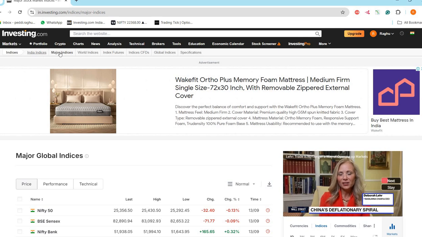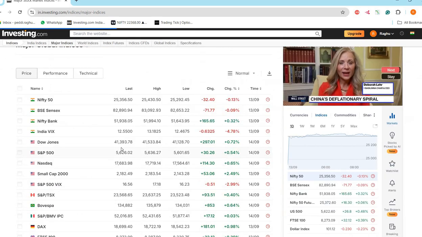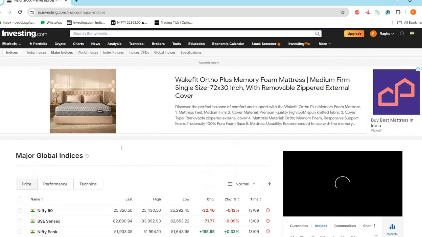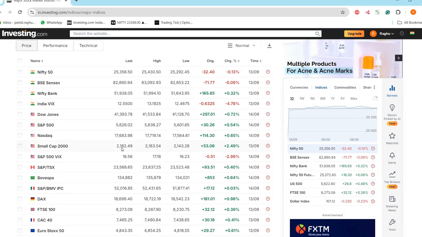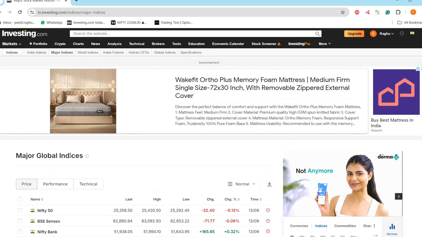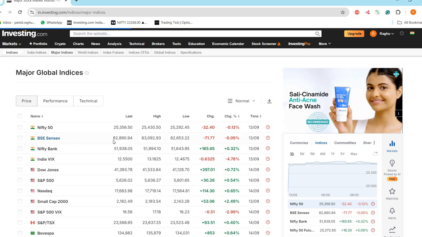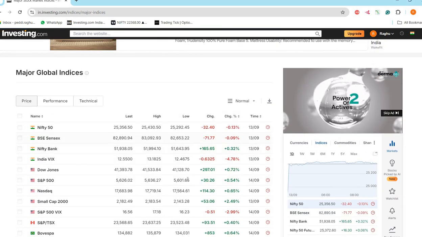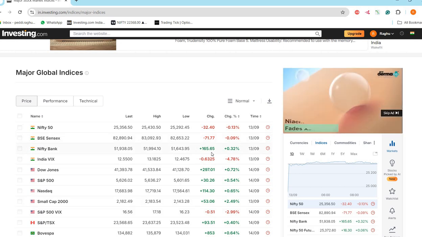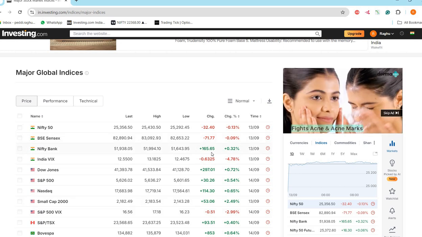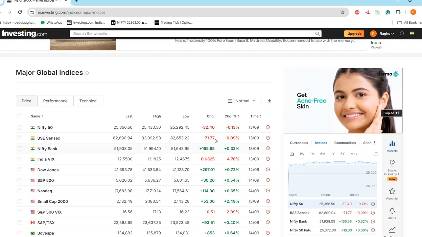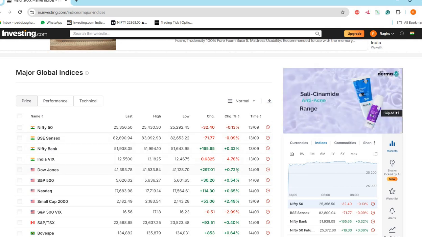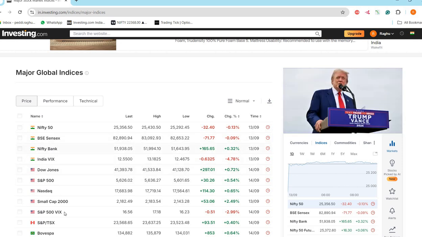So you can see here India indices, major indices, everything you can see here. So first we need to check the major indices. Here you can see India. If the value is changing, then it denotes that the market is still open. Since we are at after market hours, the value will be constant here. So we need to check India, US and other countries as well.